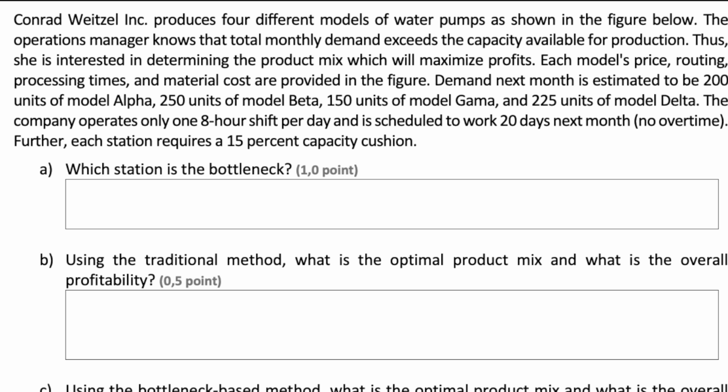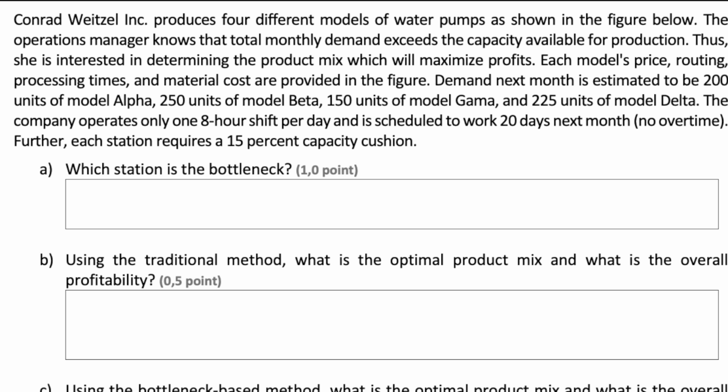Each model's price, routing, processing time, and material costs are provided in the figure. Demand for the next month is expected to be 200 units of Model Alpha, 350 units of Model Beta, 150 units of Model Gamma, and 225 units of Model Delta. The company operates only on 8-hour shifts per day and is scheduled to work for 20 days next month with no overtime. So we know that 8 times 20 is the total time we have in hours. Okay, good. Let's keep that for now.